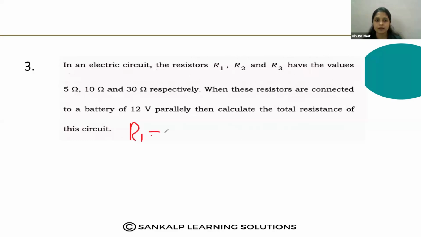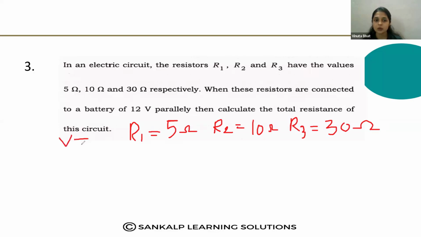R1 is equal to 5 ohm. R2 is equal to 10 ohm. R3 is equal to 30 ohm. When these resistors are connected to a battery, voltage V is equal to 12 volt. So here they mentioned they are connected parallelly.